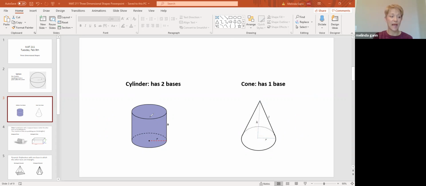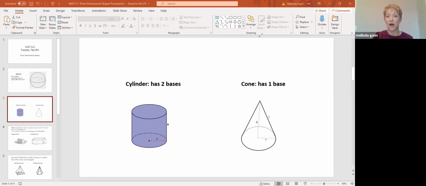So if I turned this can on its side, those circles would still be the bases. Same thing, when you're eating an ice cream cone, that circle's at the top because your ice cream's sitting down in that thing. But that circle is still called the base of the cone. So don't think that base necessarily means bottom, okay? But you do need to know that cylinders have two bases and cones have one base.